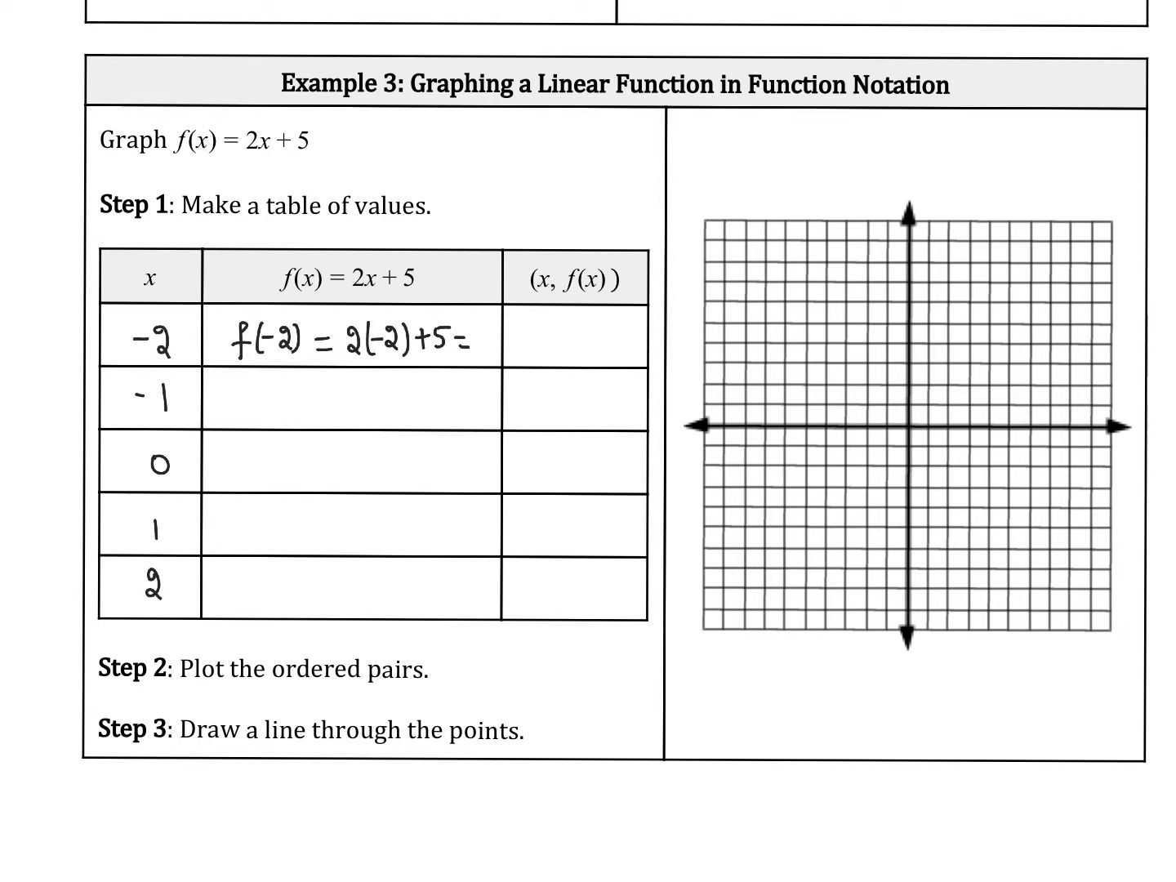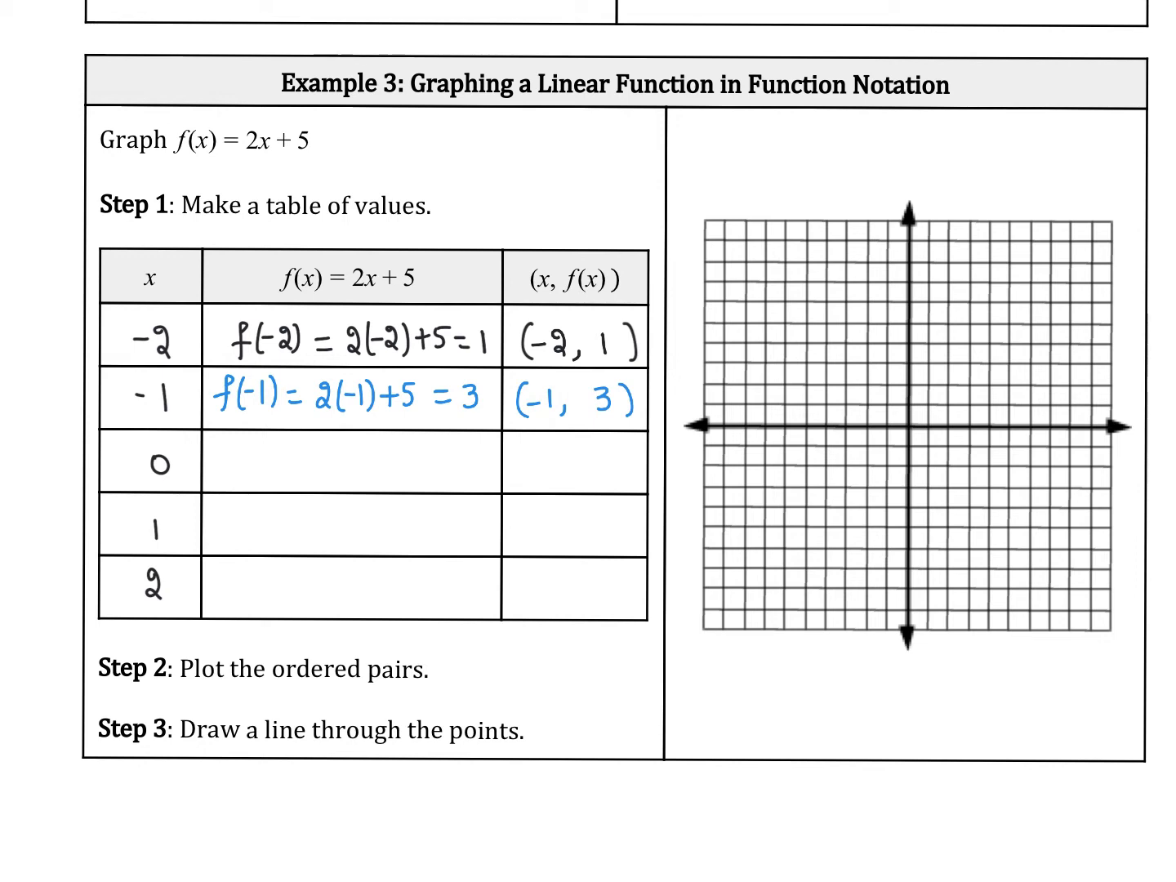So -4 plus 5 is 1, and our coordinate or our point is going to be -2, 1. Our next value is going to be -1 for x, and then we're going to plug it in for the x value. So you're going to get -2 plus 5, and that's going to be 3. Our next coordinate or next point is -1, 3.